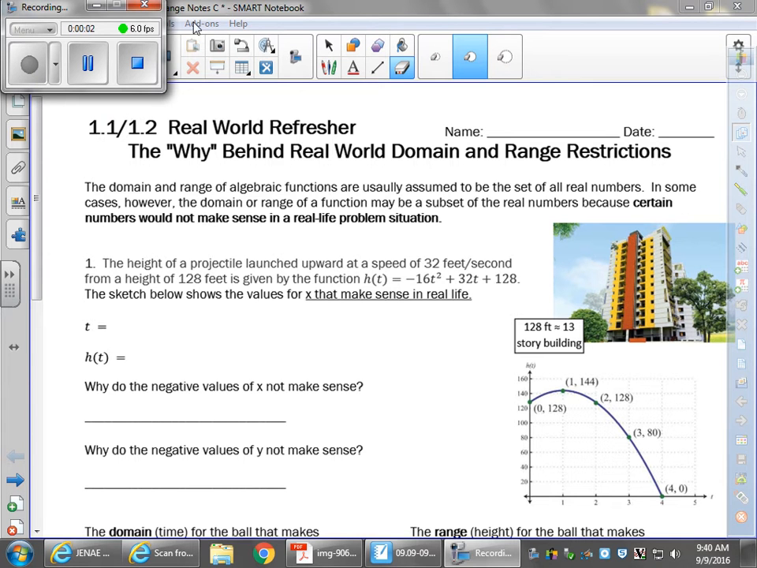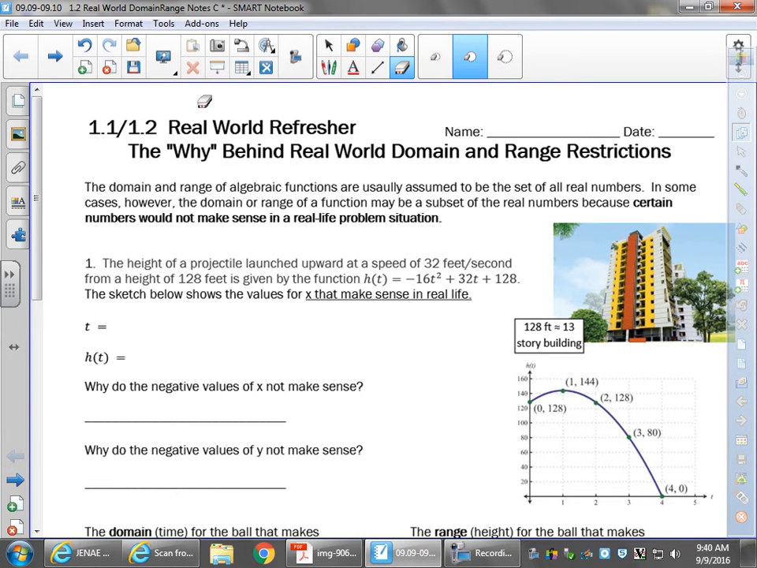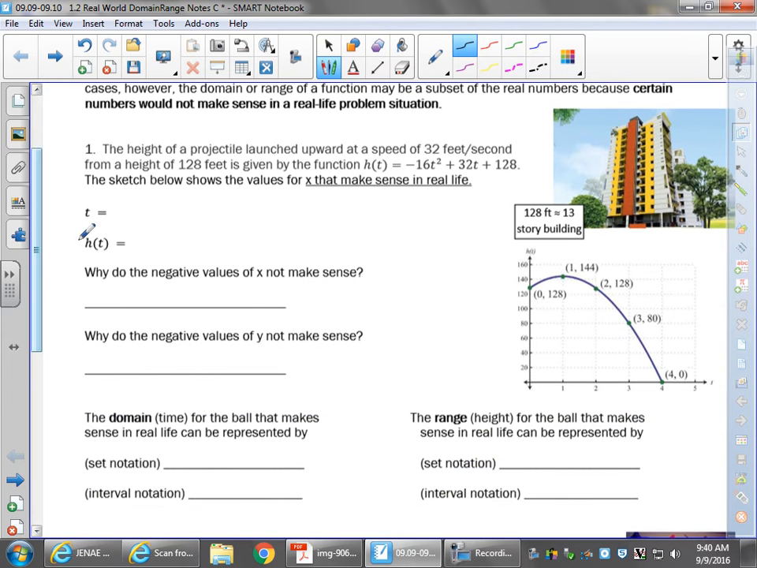Okay, so for today's lesson, the title of these notes is a real-world refresher and the why behind real-world domain and range. So we're going to make a connection. Today's objective on the board says you'll be able to connect your knowledge of domain, range, interval, and set notation to real-world scenarios. So number one is our first real-world scenario.